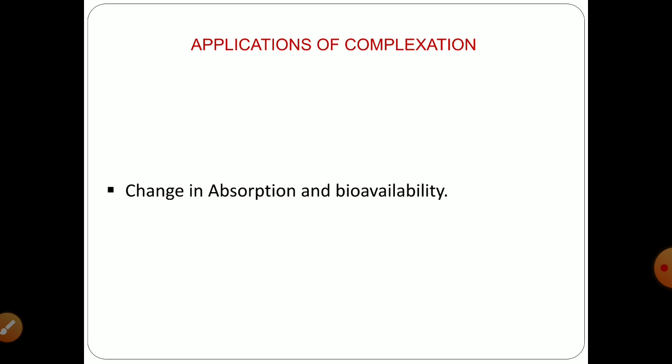For example, tetracycline. Tetracycline is a drug whose absorption and bioavailability can be reduced by forming insoluble metal complexes with calcium or magnesium. So you can form a complex to reduce the bioavailability of tetracycline.